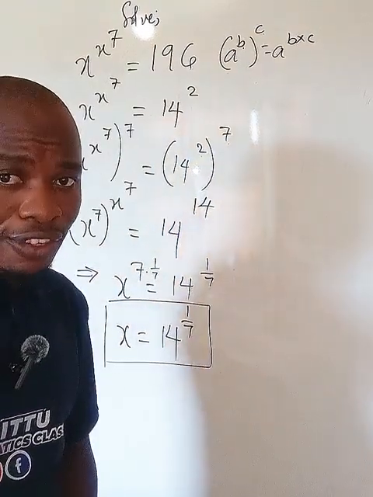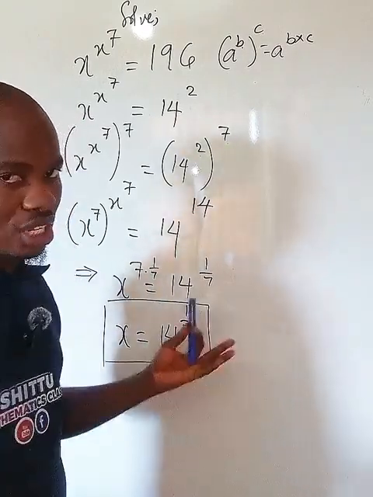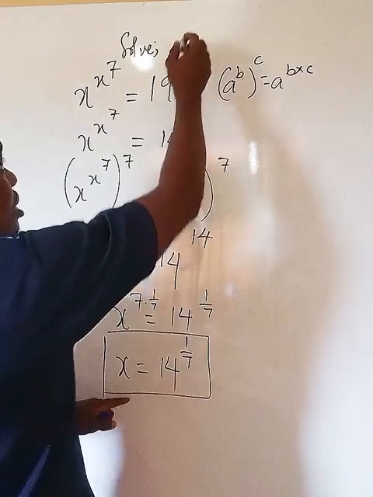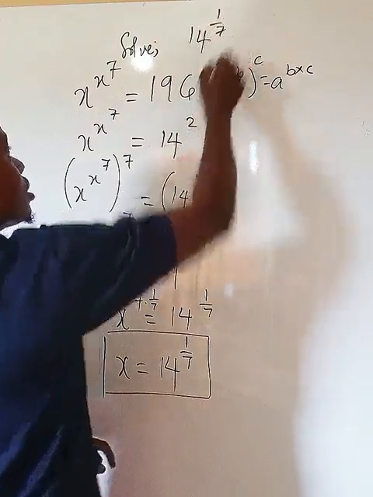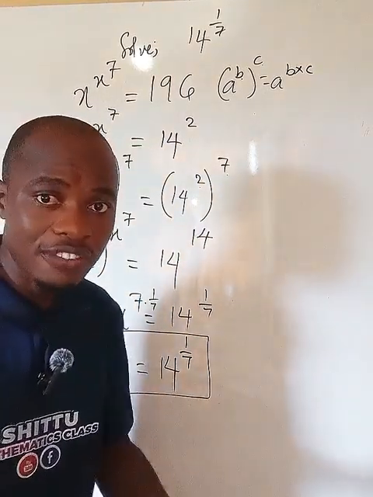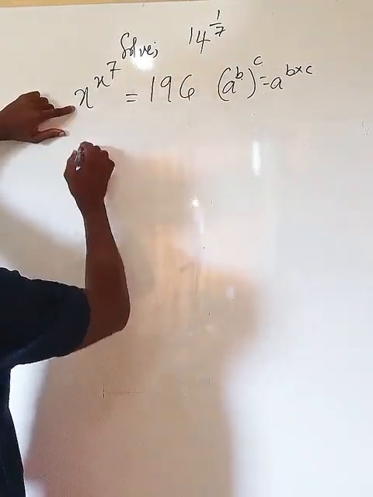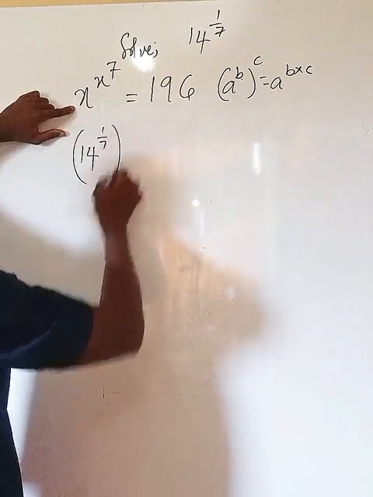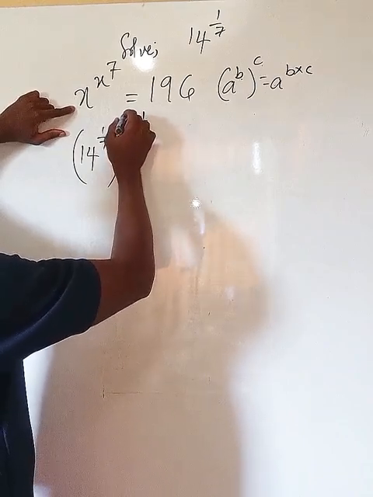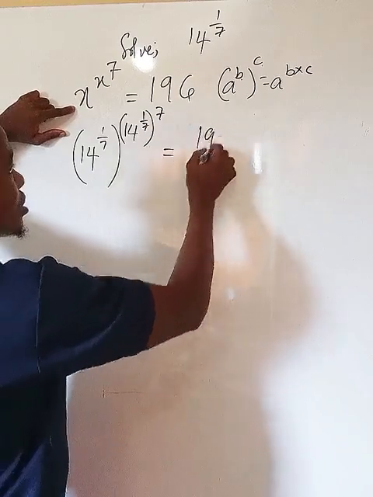Now, I believe for those of you that will be asking me to check, let us do the check to see whether we are right or not. This x is 14 to the power of 1 over 7. So I would like to put it back into this equation and see whether it checks out. Putting x here, we have 14 to the power of 1 over 7, and we are having 7 here. Is it going to give us 196?